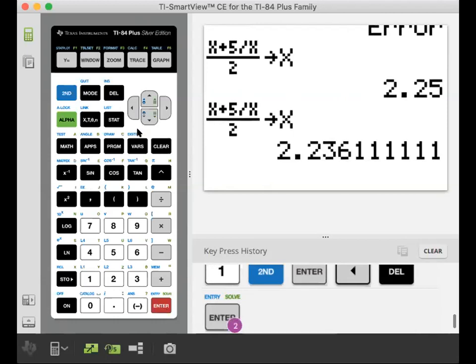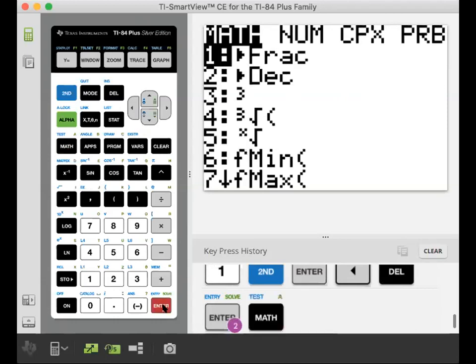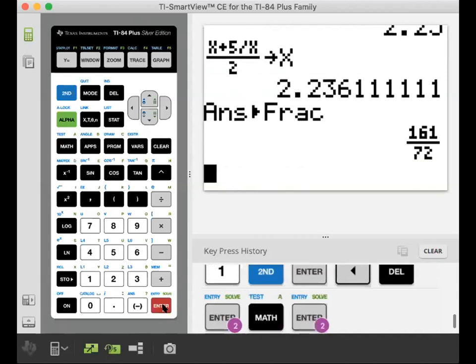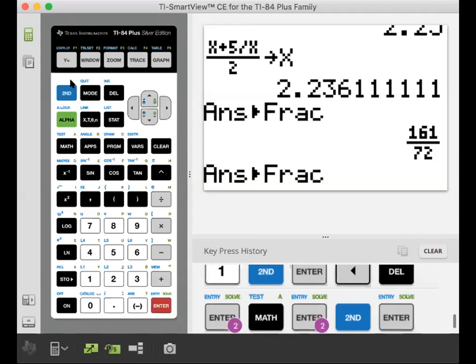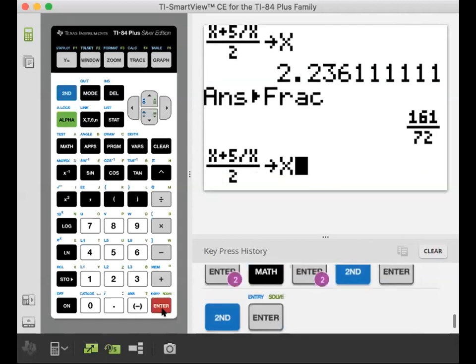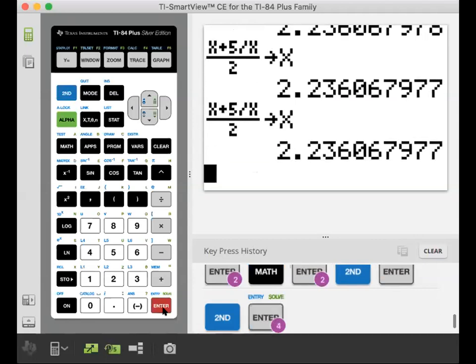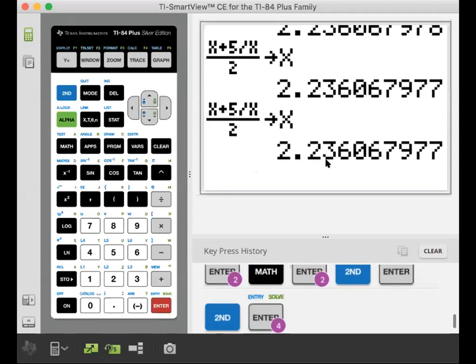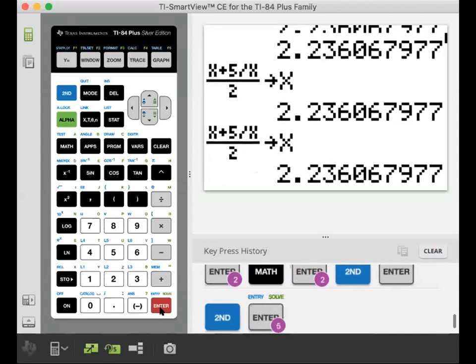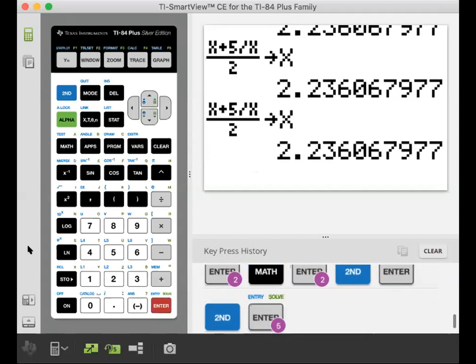That's the one, and if I really want to see that as a fraction, I could say math enter now, and I could see the 161/72. And if I push second enter, I can see better and better and better approximations. And eventually it becomes so precise that these 10 digits don't even change anymore because it's gotten that close. Okay, so for another example, let's look at the square root of 2.